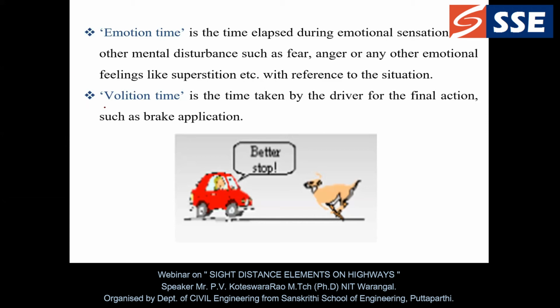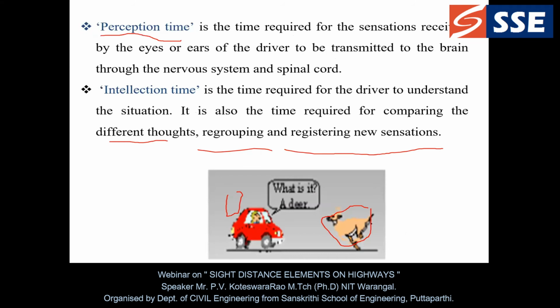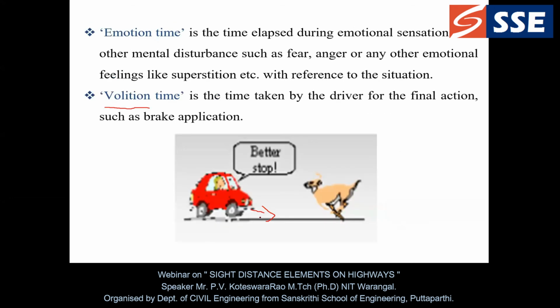Next one is volition time. It is the time taken by the driver for the final action. Once it has gone through the brain, been analyzed, and he has overcome the emotions, he is going to apply the brakes. Up to that point, we have the PIEV theory. In the previous steps I observed that an object is there and I have to stop the vehicle. By the time of volition, I realize I need to apply the brake. Then I apply the brakes.